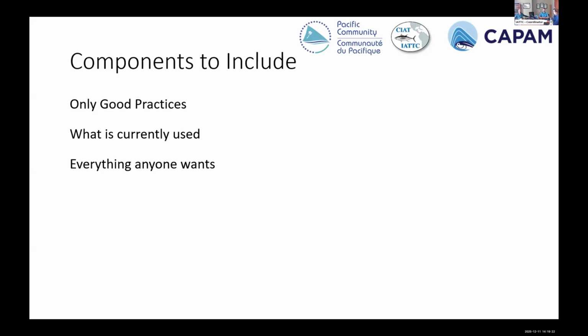But it's almost there. So what components should we include in the software, let's say in version 1? We could try to narrow it down to very few user options, just decide what we consider good practices in tuna assessments. Maybe we could look at what features are currently used in tuna assessments around the world, so Atlantic, Indian, and Pacific Oceans. Or what we're probably not going to do is just include everything that we can think of.